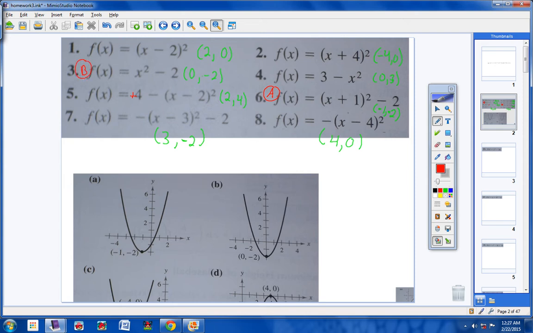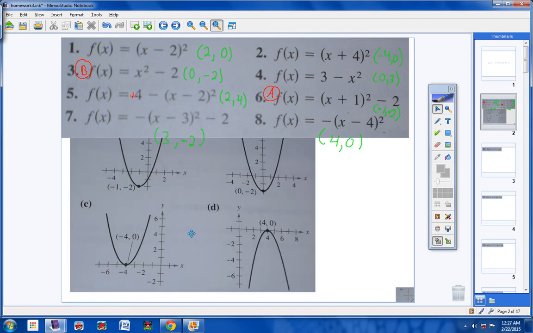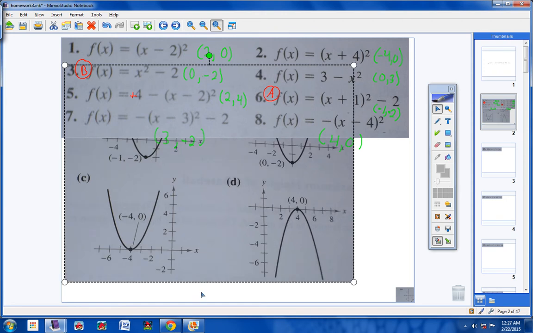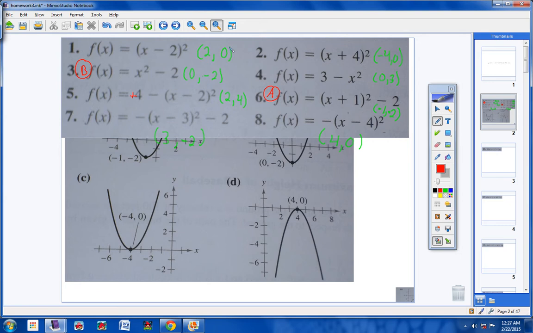Alright, let's take a look at letter C here. Letter C is negative 4, 0. And so negative 4, 0. I only have one of those, and it's right here. So number 2 is letter C. Letter D has a vertex of 4, 0. That would match up with number 8. So number 8 is letter D.